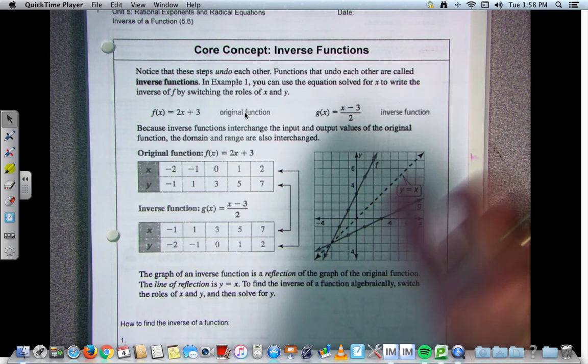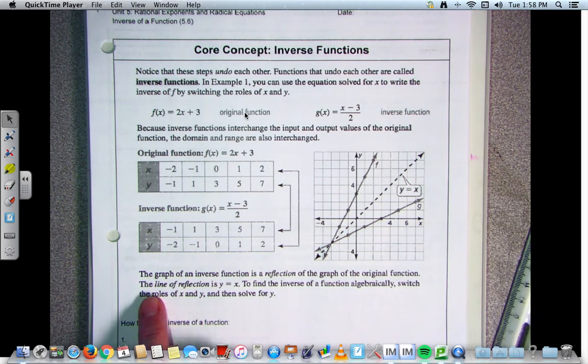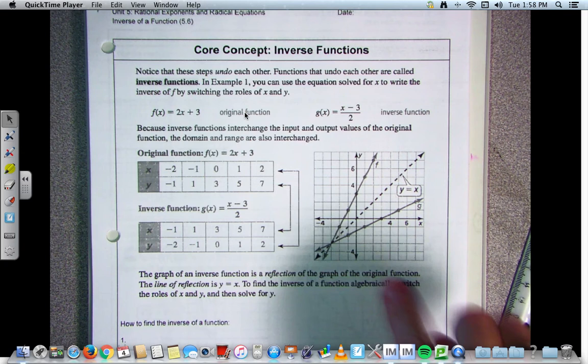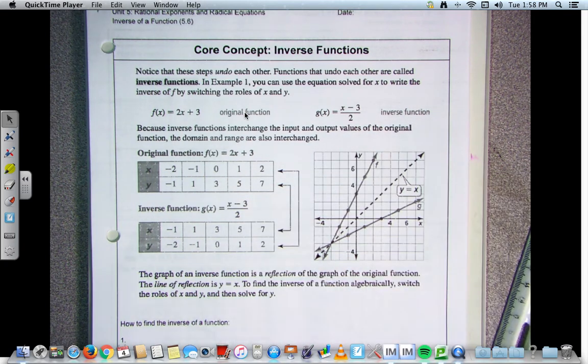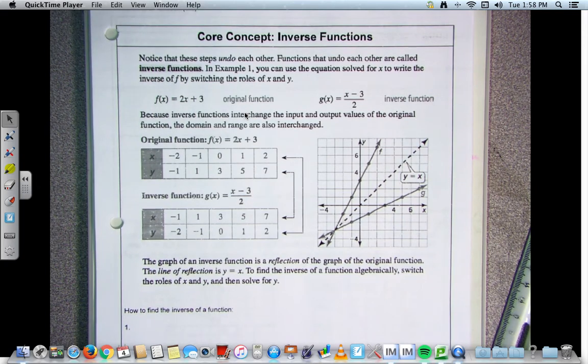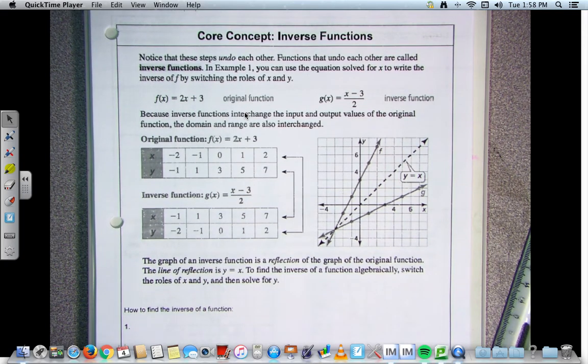There's also a reflection. The graph of an inverse is a reflection of the graph of the original function. The line of reflection is y equals x. That is the equation y equals x. To find the inverse of a function algebraically, switch the roles of x and y, then solve for y.